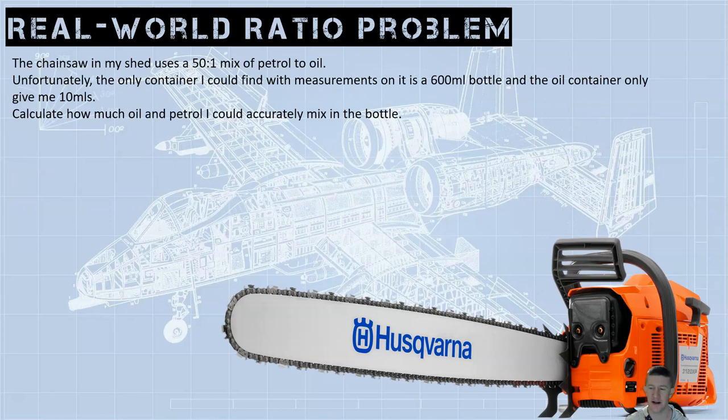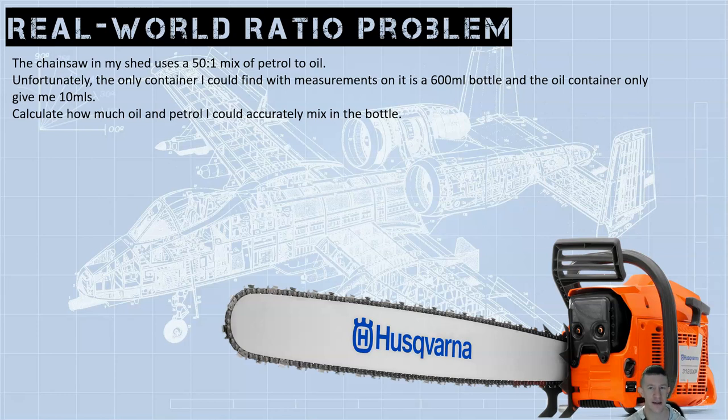Another real world ratio. This is a problem I actually had the other day. My chainsaw uses a 50:1 mix of petrol to oil. So 50 parts petrol, 1 part oil. Unfortunately, the only thing I could find in my shed that had any kind of measurements on it was a 600 ml bottle, and the only little oil container I could find only gave me 10 mils. And it took me a bit of time to think about ratios and how the heck I could figure out how to accurately mix my bottle.